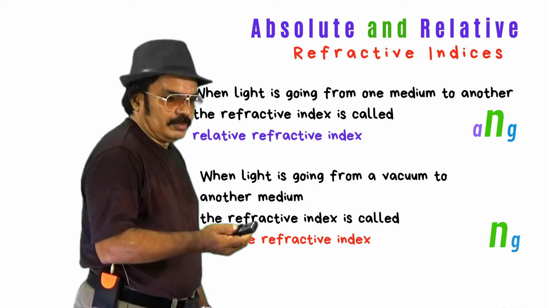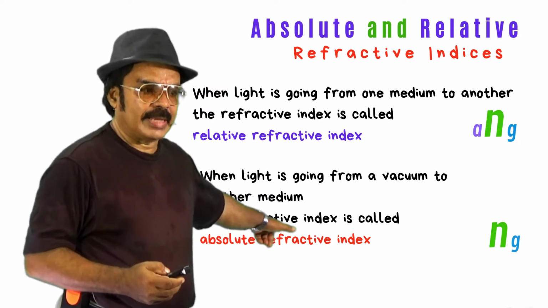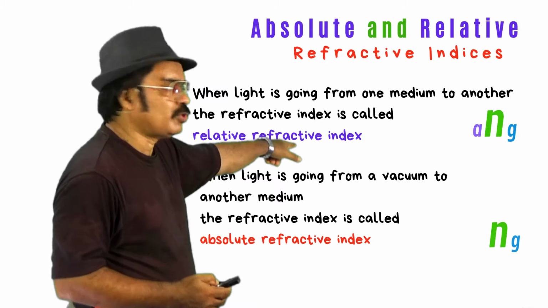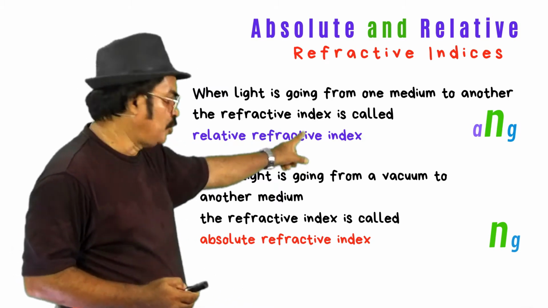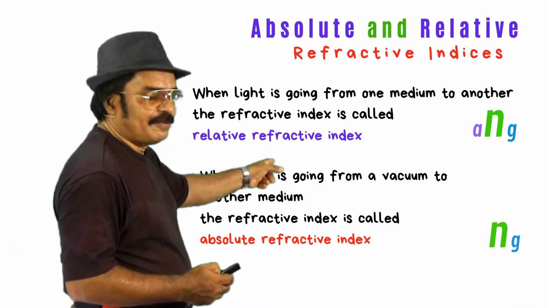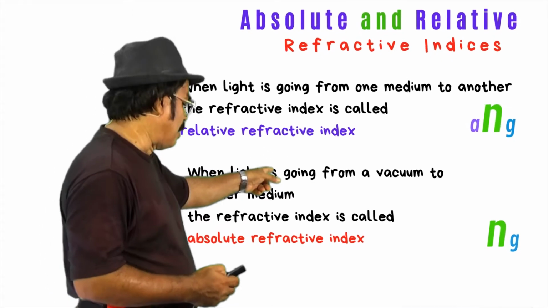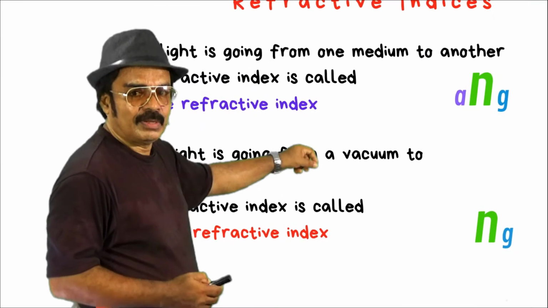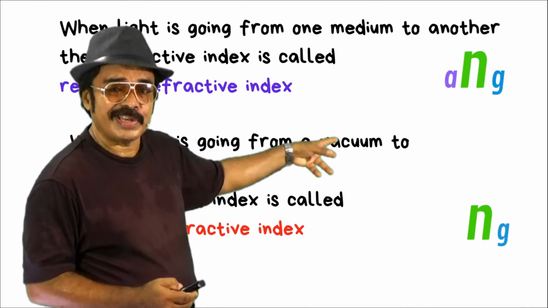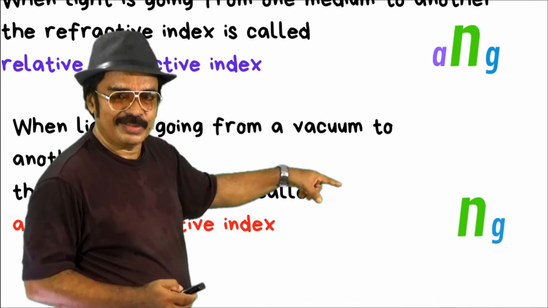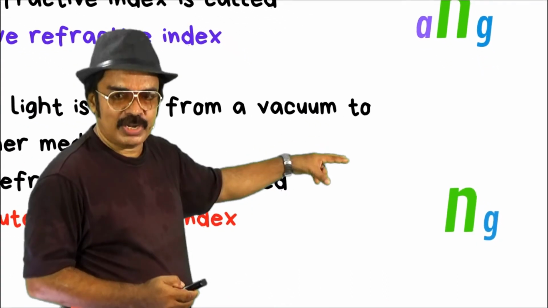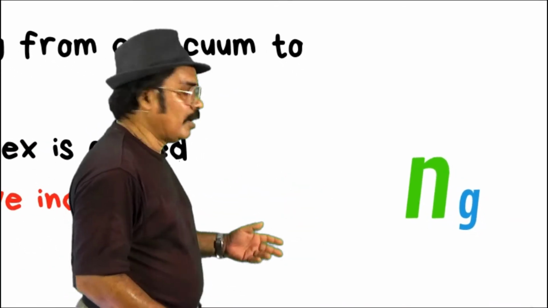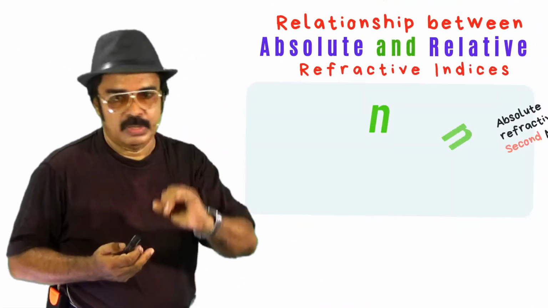You can see another thing: for absolute refractive index we use only one suffix. We don't use a suffix for vacuum. For example, here I have written nu G, not W nu G, not A nu G, just a mere nu G. Why? For vacuum we don't use a suffix.